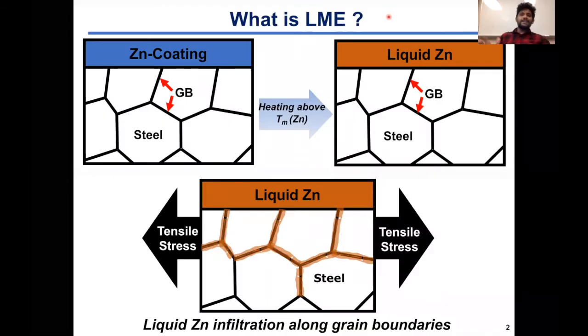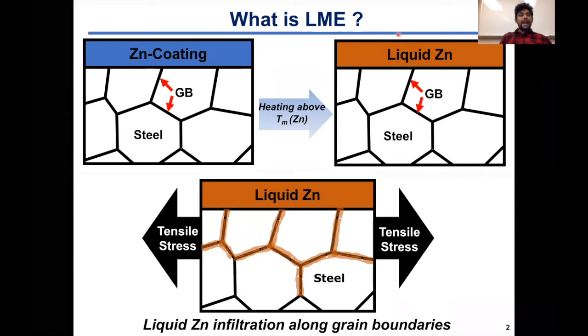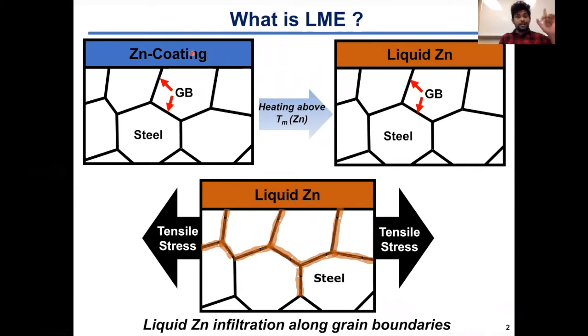Now, in all advanced high-strength steels that are used in the automotive industry, we apply a zinc coating on the surface of the steel to prevent the steel from corroding. Now, if we heat the zinc-coated steel to a temperature above the zinc melting temperature, we will have liquid zinc on top of our solid steel.